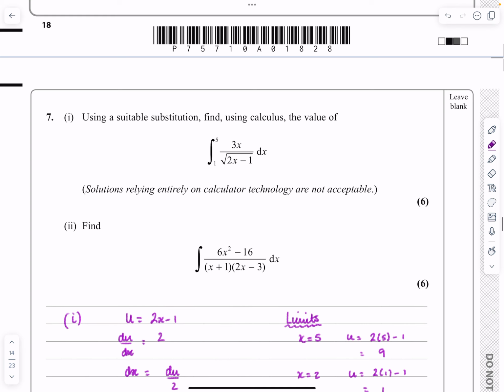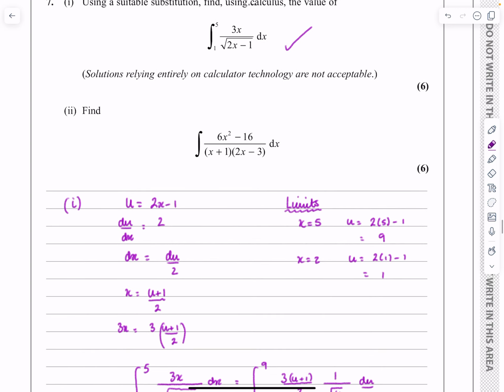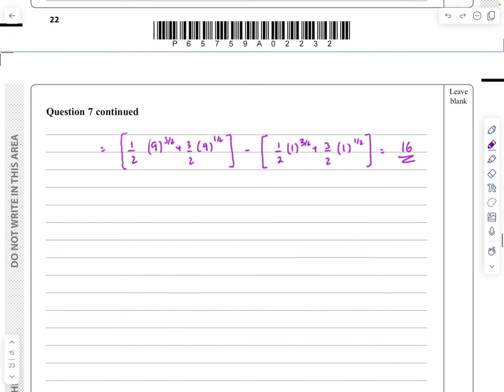So first part done. Second part, again, this is a complicated one. If you're not careful and you jump straight into the partial fractions, what you need to realise is that the order of this one, the power is squared there, and obviously x times 2x would give us x squared there. So what we need to do before we can get started with our partial fractions is make sure we've done the algebraic long division.